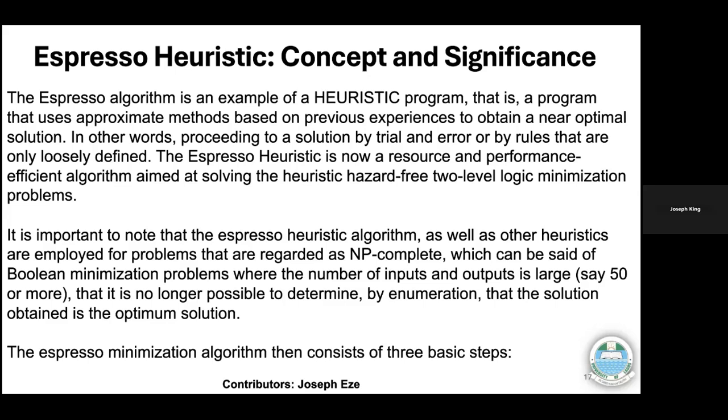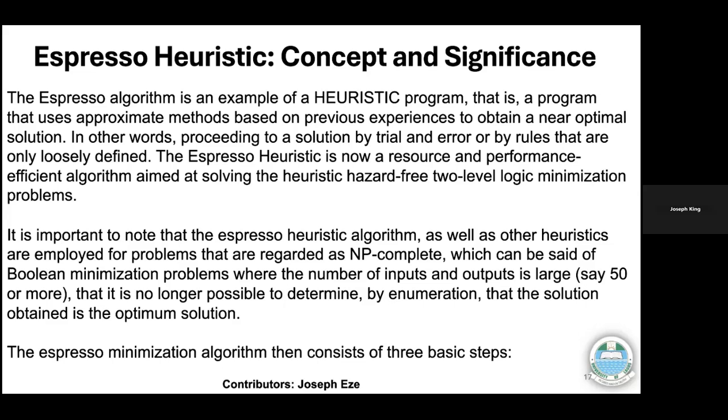So basically, when we say a problem is NP-complete, that means that there is no deterministic... how do I put this? When a problem is NP-complete, there is virtually no optimal solution for the problem, but rather the Espresso algorithm helps us to work out a solution to the problem that is good enough.